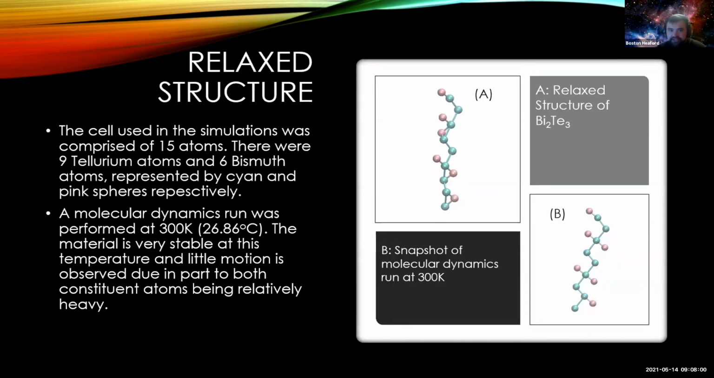After the relaxation, these were the structures that I got. The first image is the structure relaxed at 0 Kelvin, and the second image is a snapshot of the molecular dynamics run at 300 Kelvin. In that run, very little motion is observed in the system because it's at a relatively low temperature and all of the constituent atoms are relatively heavy, so they don't move around that much, and it's a stable configuration.